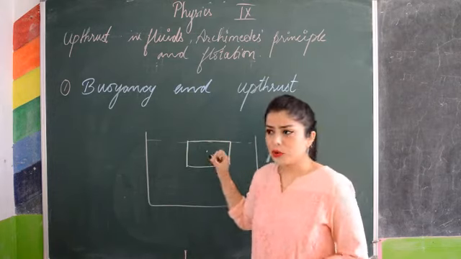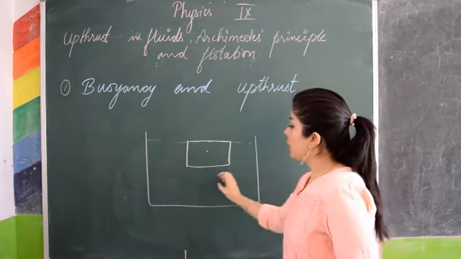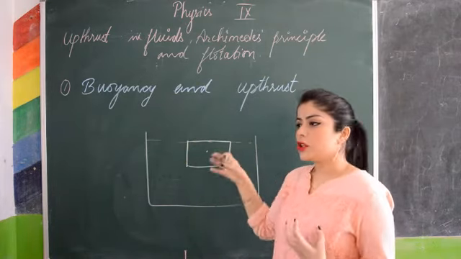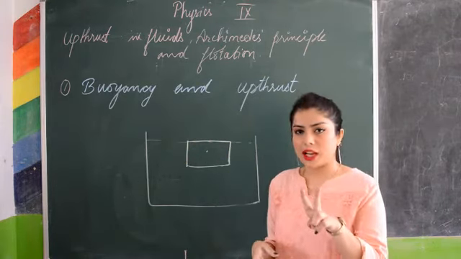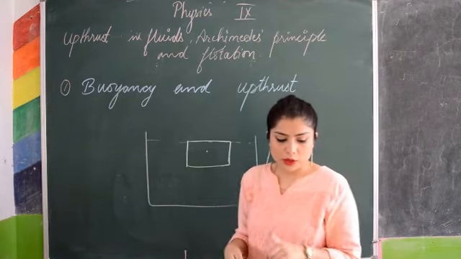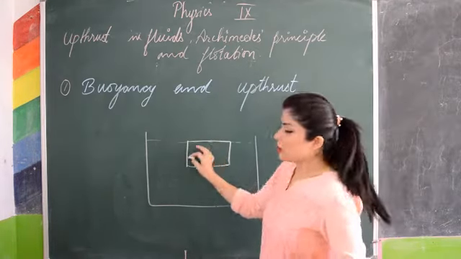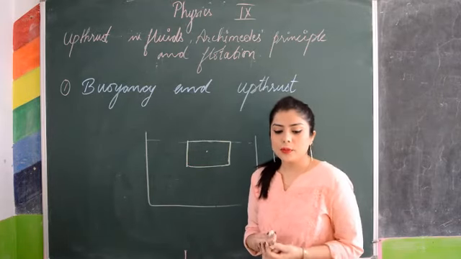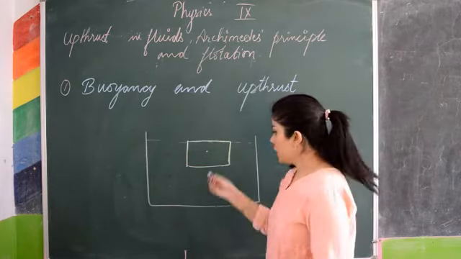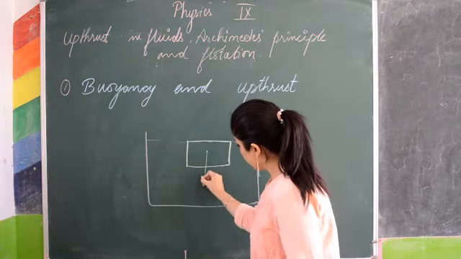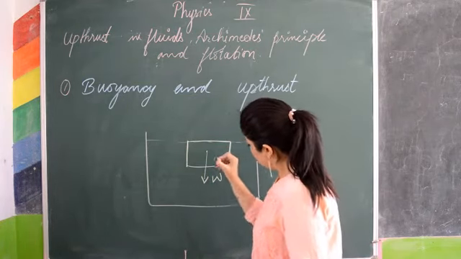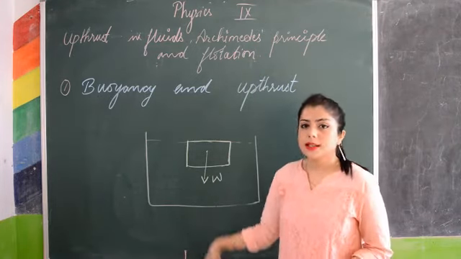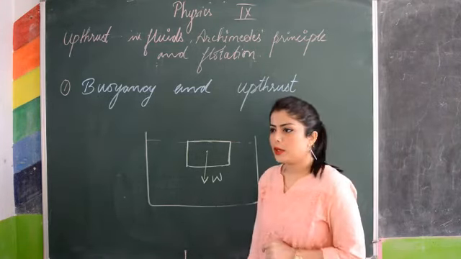Now there will be two forces applied to this object. This object will experience two different types of force. First one is because of the weight. This object has got some weight. Because of the weight, there will be a gravitational force. It will pull the object downward. That is the first one.